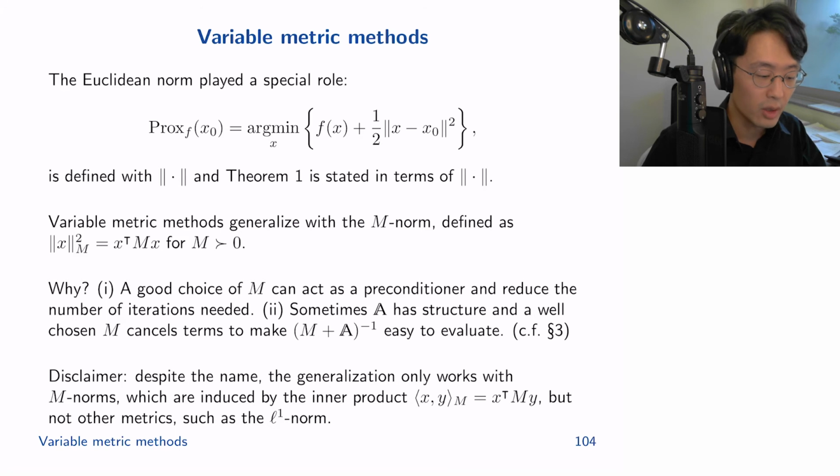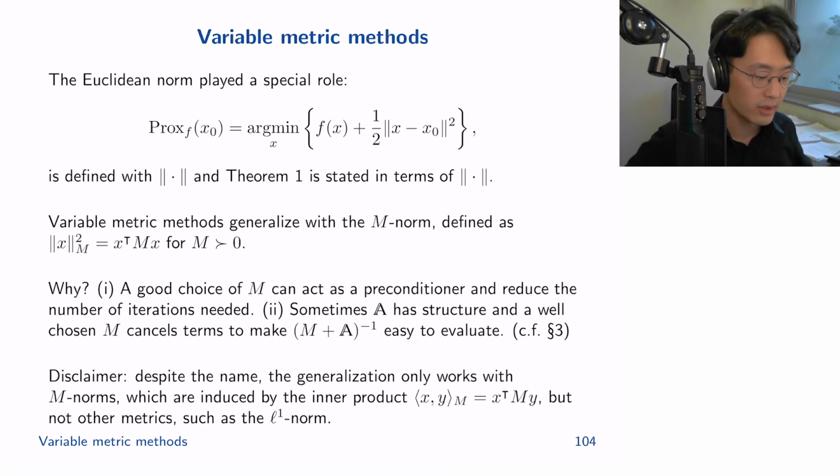Why do we do this? Well, here's one reason. A good choice of the norm M can act as a preconditioner and reduce the number of iterations needed. But for our purposes, the more interesting reason is that sometimes our monotone operator A has a structure, and a well-chosen metric M can cancel terms to make the resolvent with respect to the M norm easier to calculate. This is something that we will see extensively in the next chapter.